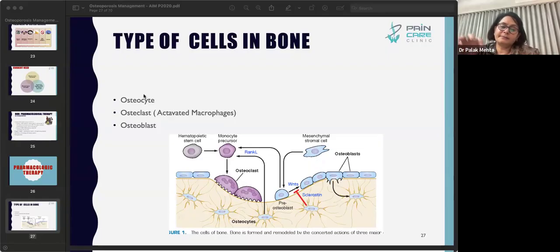As we discussed, in the early part of life till age 35, osteoblasts are more active compared to osteoclasts. But in later life, when estrogen deficiency is there, osteoclasts become more active and lead to bone resorption. Osteoclasts come from the hemopoietic stem cells, converted into monocyte precursor cells, and under the effect of the RANK ligand, they are converted into osteoclasts.